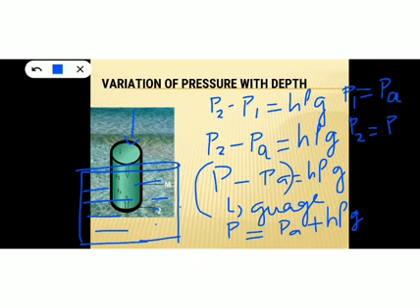Okay. And this P is known as absolute pressure. Okay. So that is gauge pressure and absolute pressure. Gauge pressure is the pressure difference, and this P is the absolute pressure. So however, pressure varies with depth or height. As the depth increases, pressure also increases.